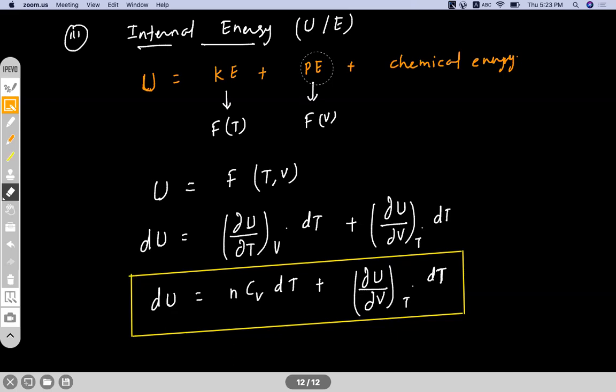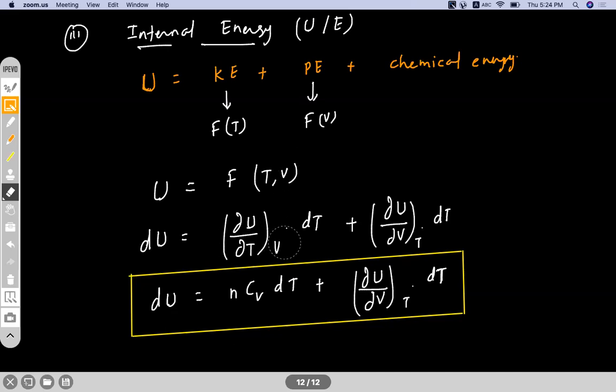I'll come to the second term. Wait just a second. First, understand that potential energy is a function of volume and kinetic energy is a function of temperature. That's what I have written here: U is a function of temperature and volume. Now, this is Euler's theorem. When a dependent variable depends upon two independent variables, we can differentiate it with respect to one independent variable, keeping the other variable constant. So this means differentiation of U with respect to T, keeping V constant. That is what it means.